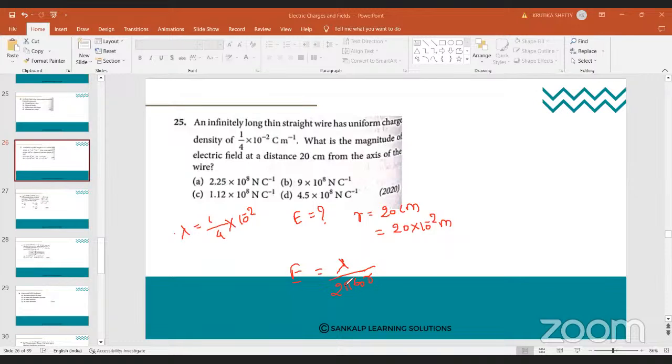So you can substitute the values here and calculate E. You can substitute lambda is equal to 1 upon 4 into 10 raised to minus 2. Next, 2 pi epsilon naught is there. Look here, we know the value of epsilon naught. Epsilon naught is given by 8.854 into 10 raised to minus 12.